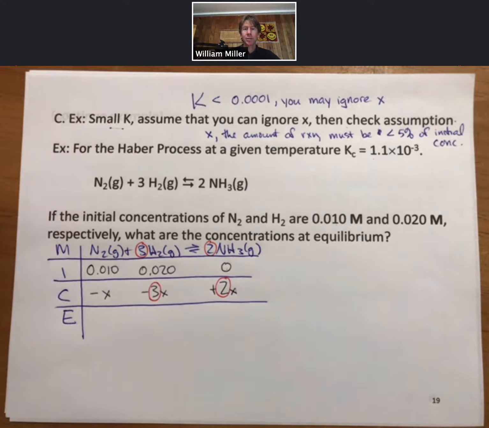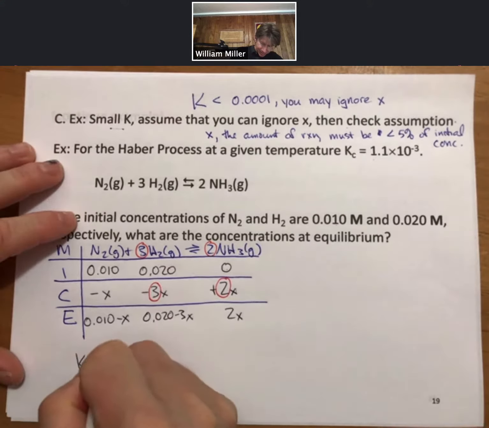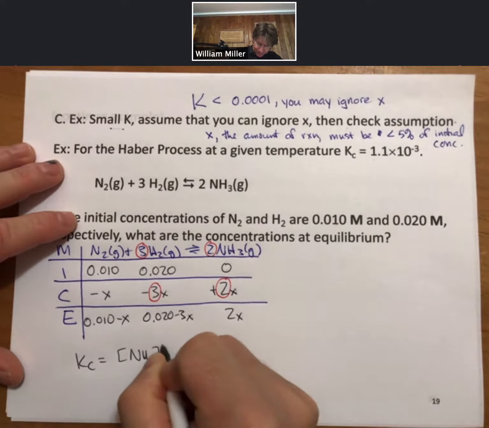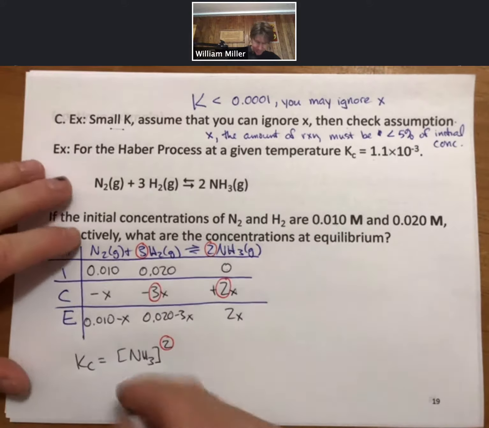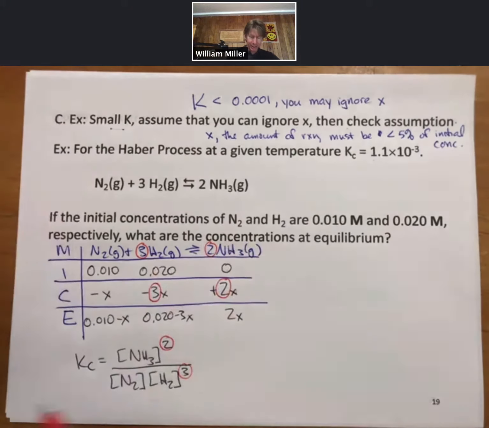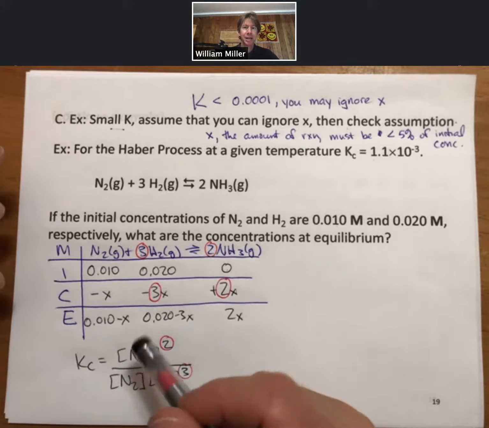So then we get our equilibrium values in terms of x's. And we write them all out, and then we can plug them into our Kc expression. So Kc is products raised to coefficients, and so that 2 shows up 2 different places now. And the 3 shows up 2 different places as well. So please be careful about that. It's an easy mistake to make, and it changes the math entirely.